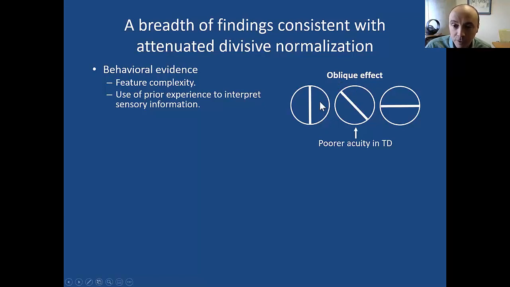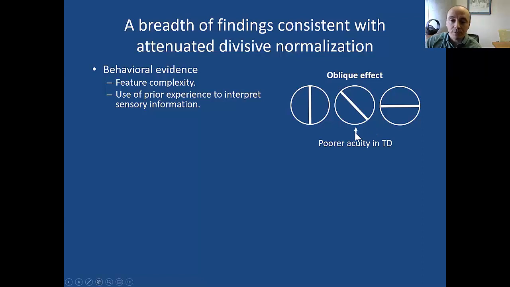So humans and monkeys and octopi and just about everything in the world is more sensitive to vertical and horizontal edges, and less sensitive to oblique edges. And this is related to the natural scene statistics. So there's lots of vertical edges and horizontal edges. The horizon is a horizontal edge. Ground planes have lots of horizontal edges. Trees and buildings are vertical. There's not a whole lot in the world going on that's oblique.